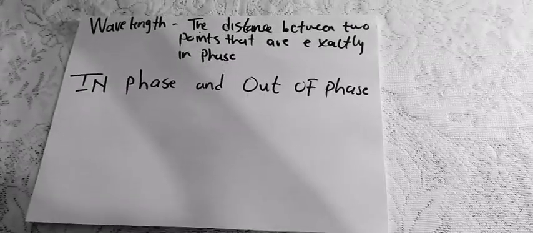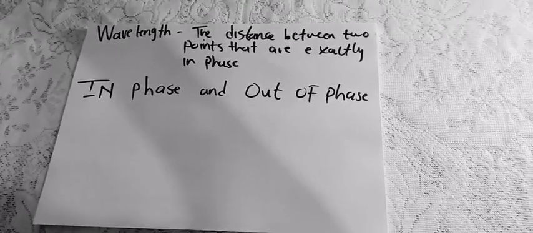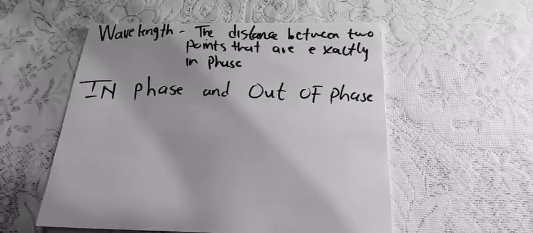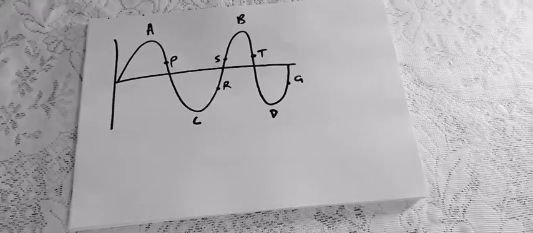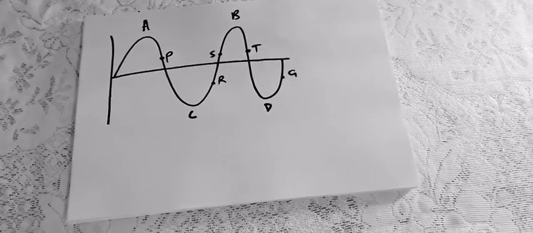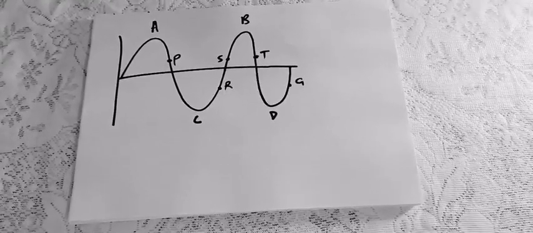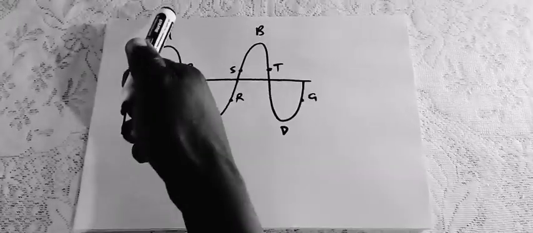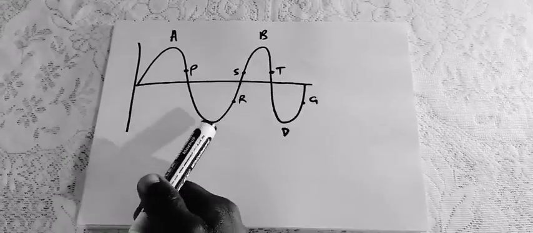Now, wavelength is the distance between 2 points that are exactly in phase. Now we'll talk about points that are in phase and points that are out of phase. Here is a diagram. So points that are in phase, a trough and a trough, they are in phase. A crest and a crest, that are in phase. But a trough and a crest, they are out of phase. I don't know if you get that.